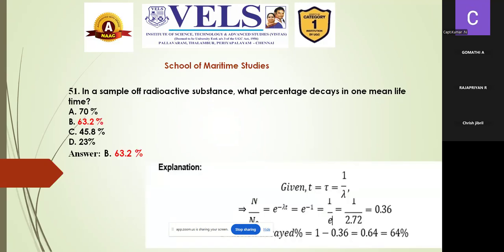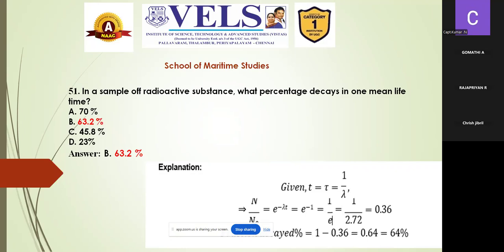Next question is, in a sample of radioactive substance, what percentage decays in one mean lifetime? T is equal to tau, which is 1 by lambda. So the formula for one mean lifetime is N by N naught equal to e power minus lambda t, which is e power minus 1. The value of 1 by e is equal to 0.36.